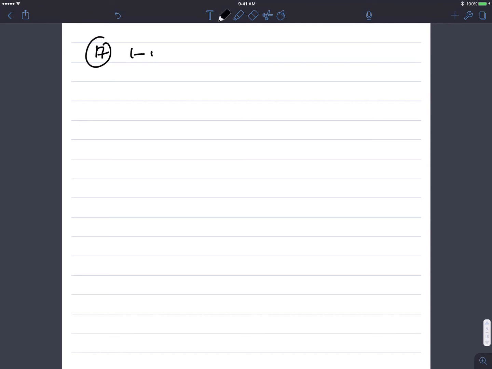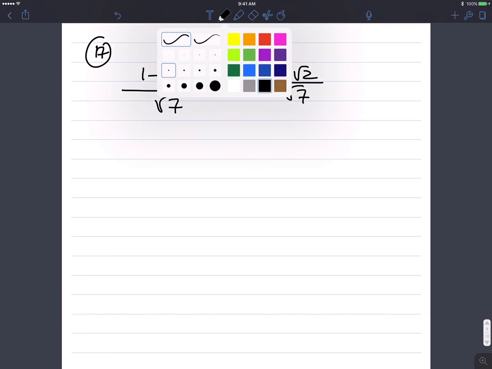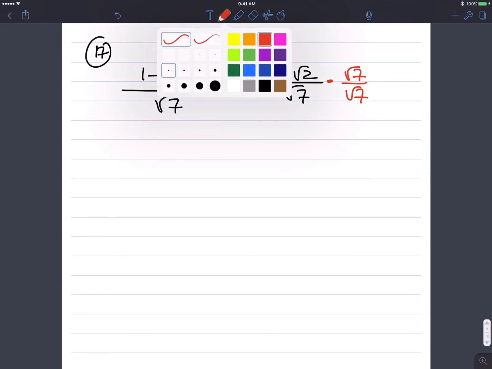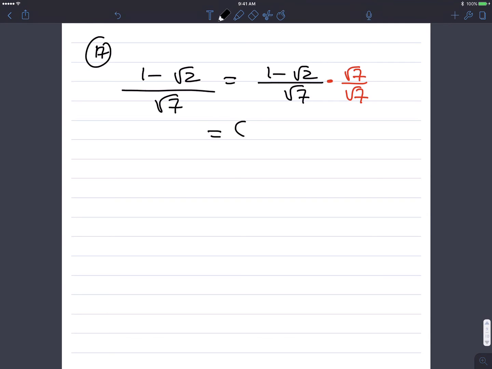17. 1 minus the square root of 2 over the square root of 7. This process works exactly the same way. Even though the numerator has a difference of terms, we're still rationalizing the denominator, getting rid of the radical on the bottom. We're going to multiply by square root of 7 on top and bottom. This gives us 1 minus the square root of 2 times the square root of 7 over this 7.